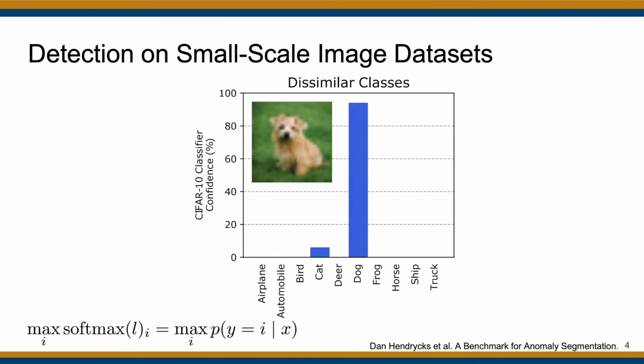I should note that for these small scale image data sets, the classes are very nicely carved up and disjoint. But when we move to large scale images, that often isn't the case, which makes this baseline not as effective.